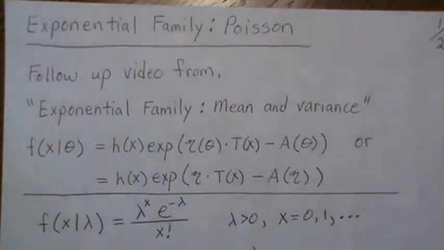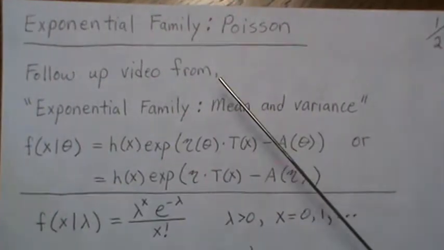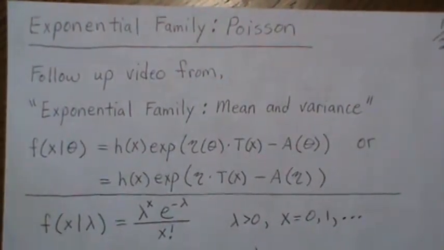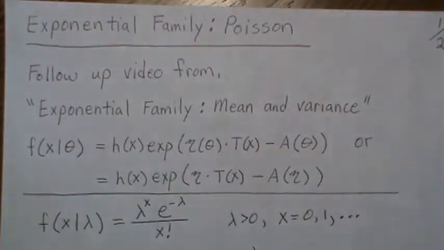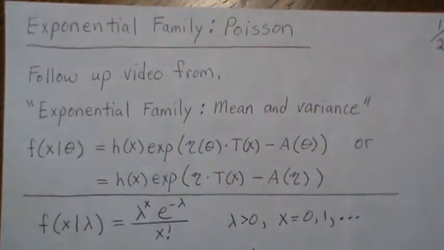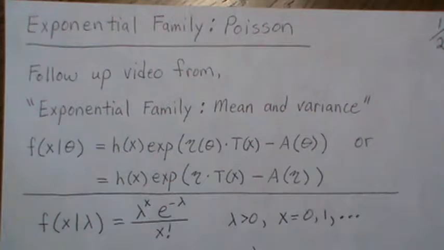Hello, in this video we're going to look at the exponential family and specifically the Poisson distribution within the exponential family. This is a follow-up to a video I called the exponential family mean and variance, where we generically found the mean and variance for any exponential family. In this video we're going to show that that technique works for any specific distribution and is often easier than finding it with the traditional methods.